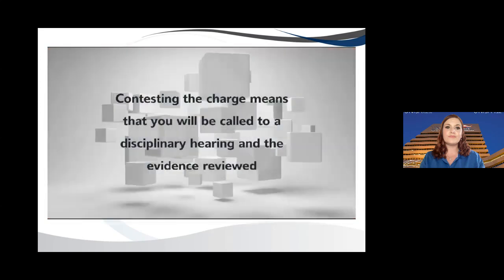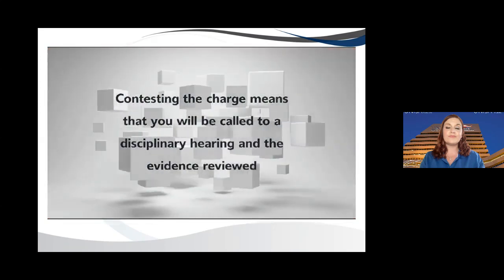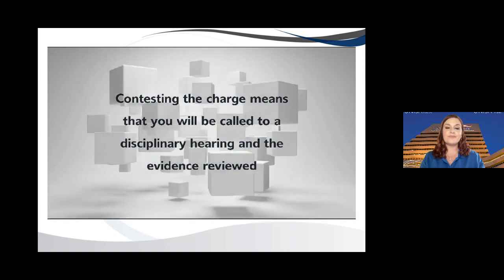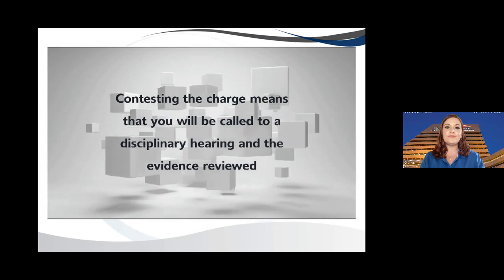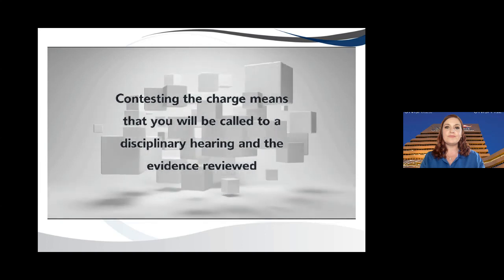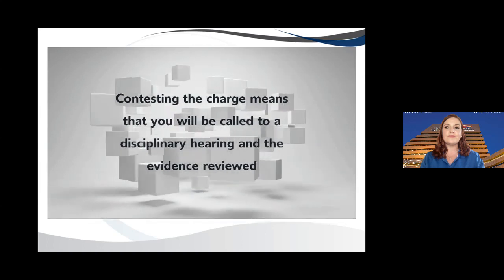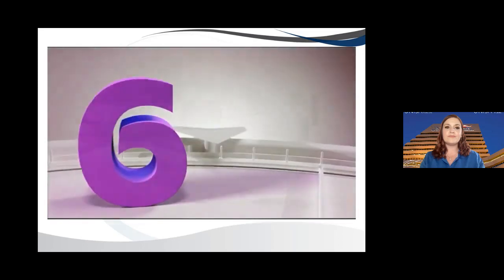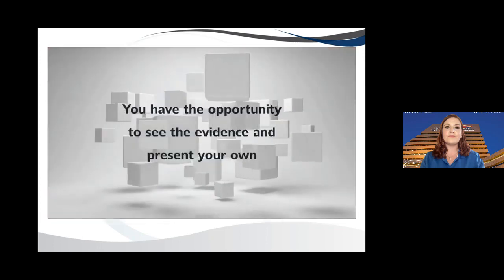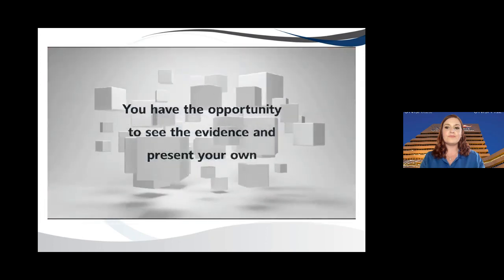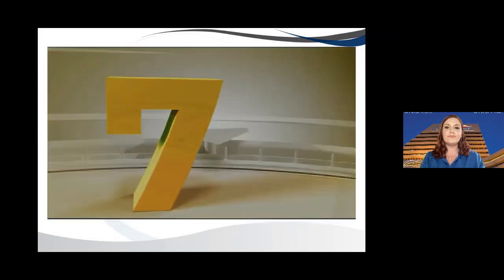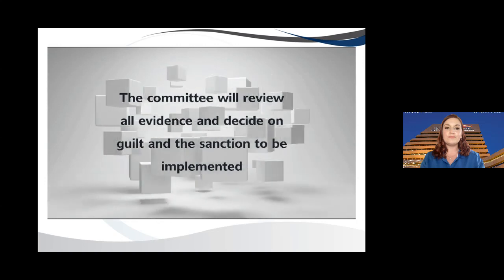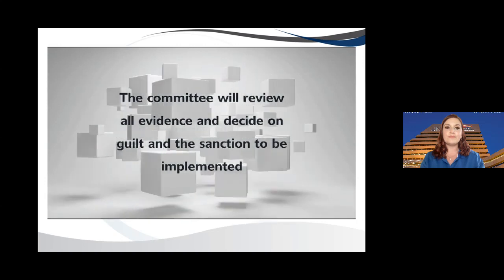Should you decide to contest the charge, you will be called to a student disciplinary hearing. This is a committee made up of academics from all the colleges that hears all of the evidence and decides on the probability of the evidence whether you are guilty of having transgressed the student disciplinary code. You have the opportunity to see the evidence against you and to present your own evidence. The committee, having looked at all the evidence, then decides on whether you are likely guilty, and if you are guilty, what sanction you will receive.